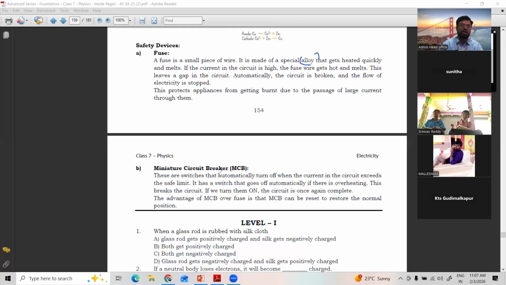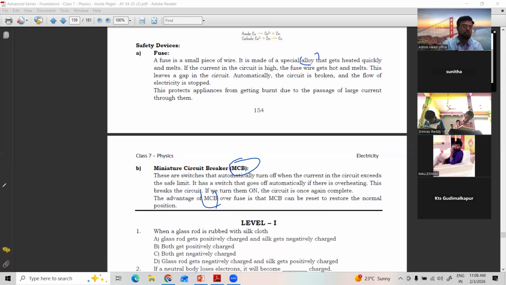Next, miniature circuit breaker. You know MCB. Nowadays we are using MCB switches. MCB, miniature circuit breakers. Whenever high current comes, it will automatically stop the current. Right? These are switches that automatically turn off when the current in the circuit exceeds the safe limit. Automatically it will disconnect the circuit. Very interesting. It has a switch that turns off automatically if there is overheating. This breaks the circuit. If we turn on the circuit once again, it is complete. The advantage of MCB over fuse is that MCB can be reset to restore the normal position. A fuse you have to replace again. Once it is burned you have to replace it. But with MCB, no need. Again you can switch it on.